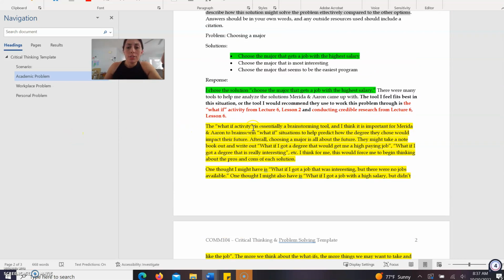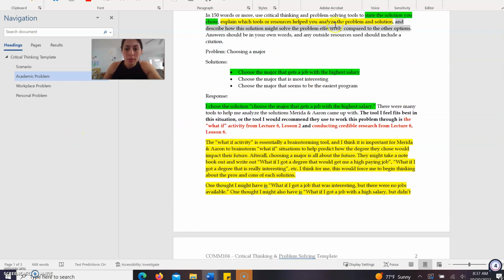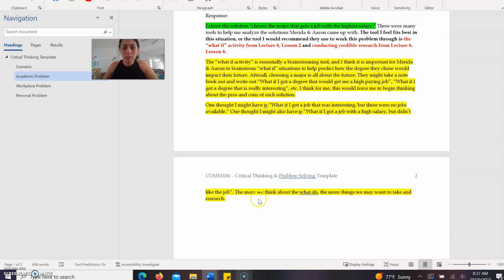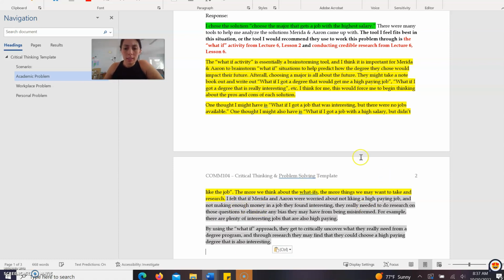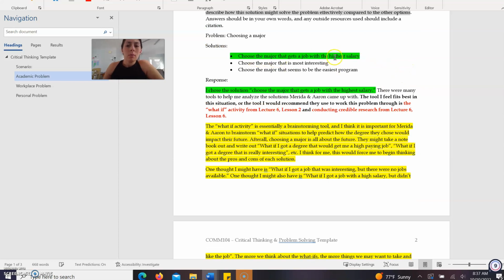The next thing that you need to do after you explain what the tools are that you chose is just to give a little bit of discussion on, why do you feel these tools would work? So I'll go ahead and plug that in here. And essentially, to summarize, I just said that, if Merida and Aaron are sitting here debating if getting paid really well or having an interesting job, if they're debating between those 2 things to help them choose their major, maybe it's possible to have both.